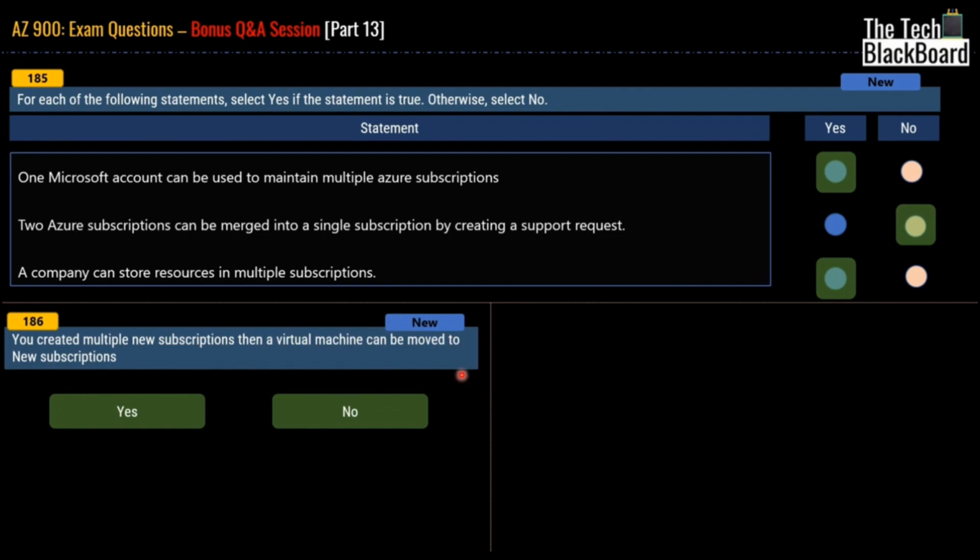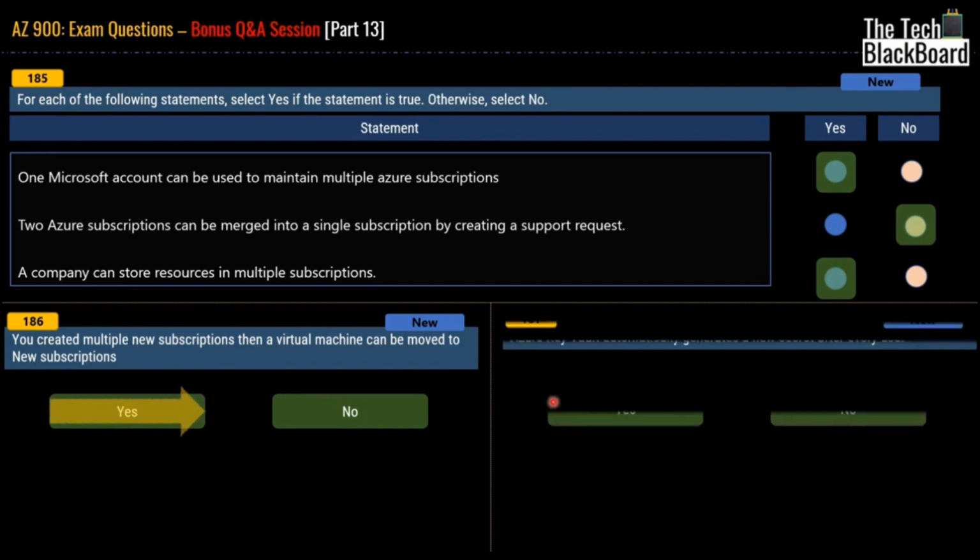So exactly what the question is asking you is, let's suppose that you have a virtual machine and you have two Azure subscriptions, subscription A and subscription B, and you have this virtual machine in subscription A. So can you move this virtual machine from subscription A to subscription B? The correct answer is yes. Yes, you can move a virtual machine from one subscription to another subscription.